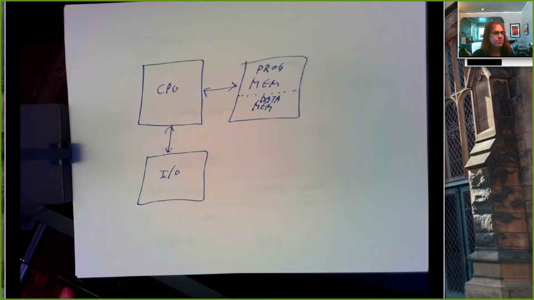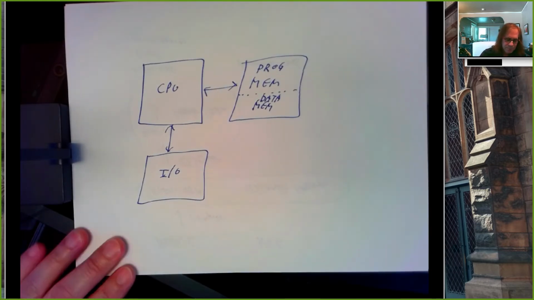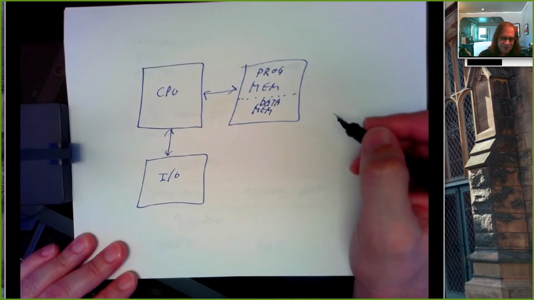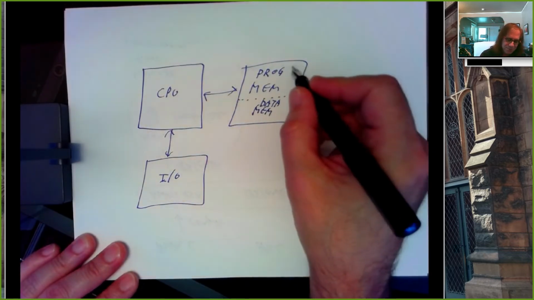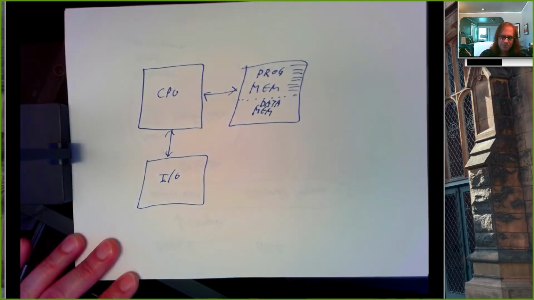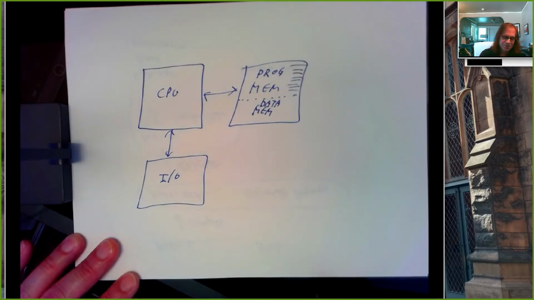All right, so one more piece of computer architecture to talk about. The program memory stores the instructions, right? So how does the CPU know which of these instructions it should be executing? Because we have 4,000 bytes worth of instructions. How does the CPU know what to do?